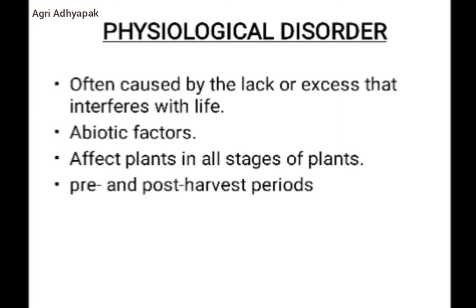plant. The major difference between physiological disorders and pest attacks is that pests and diseases are caused by living organisms, which means biotic factors. In the case of physiological disorders, the factors are abiotic, which means non-living. These physiological disorders can occur at all stages of the plant, and pre- and post-harvest factors are majorly affected.